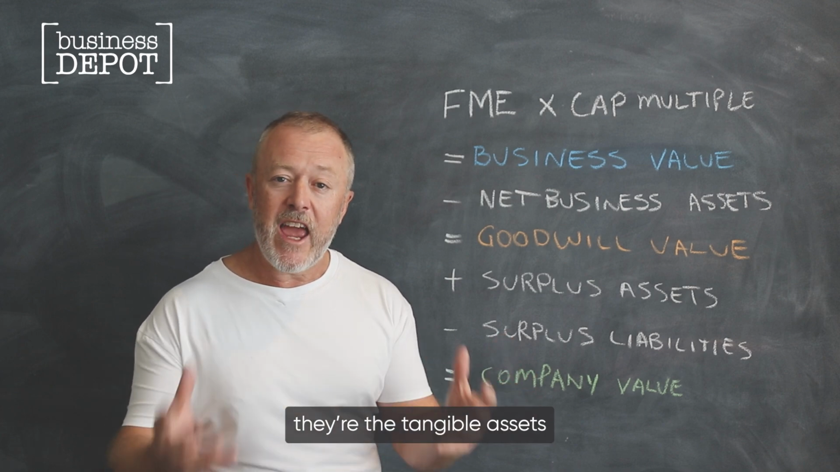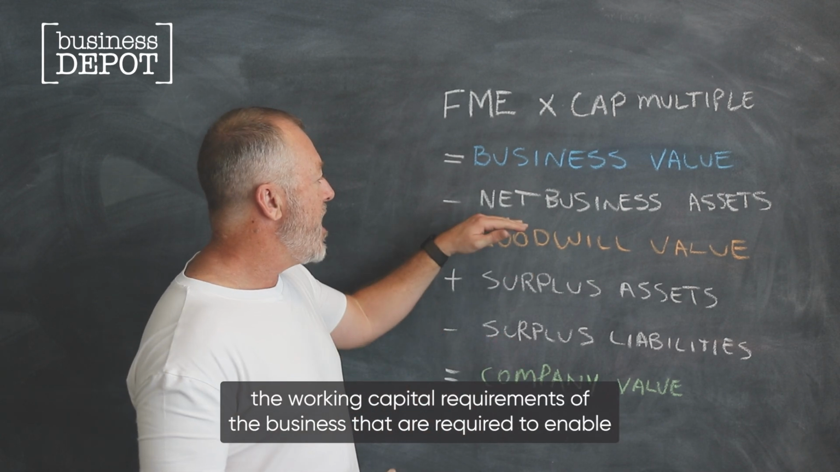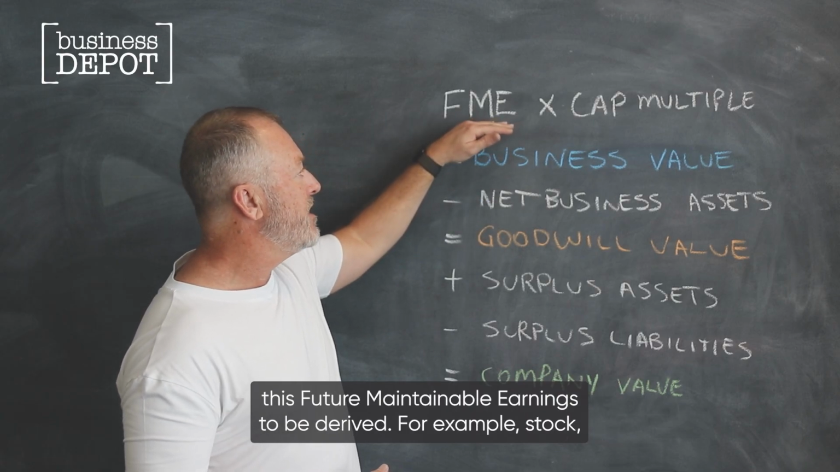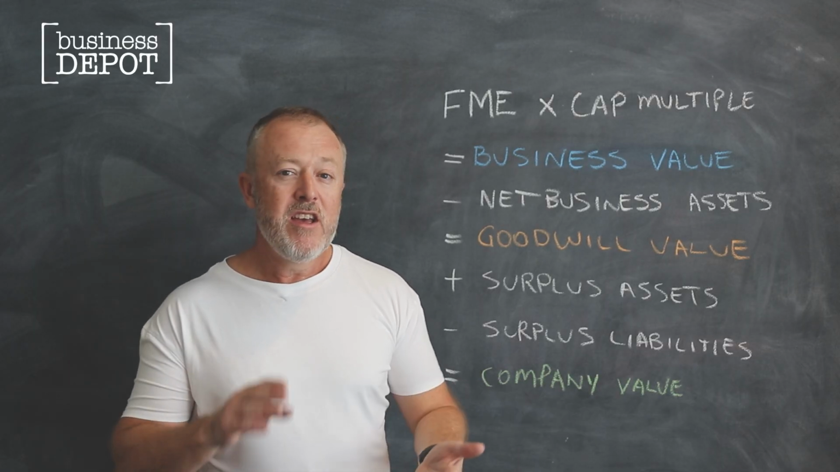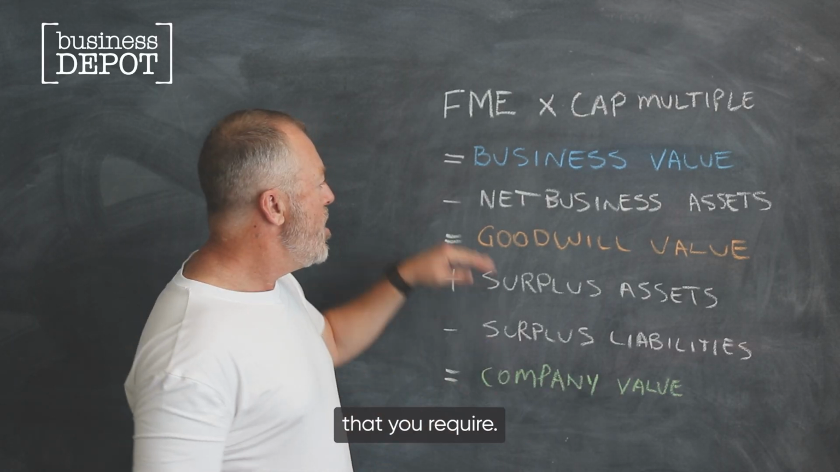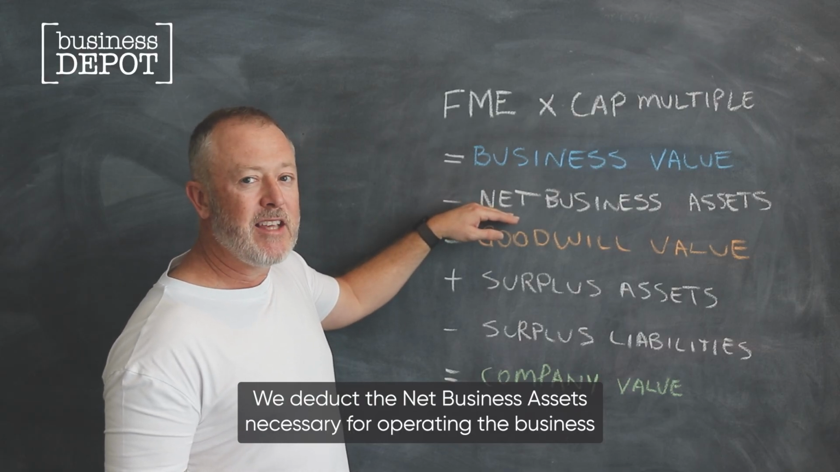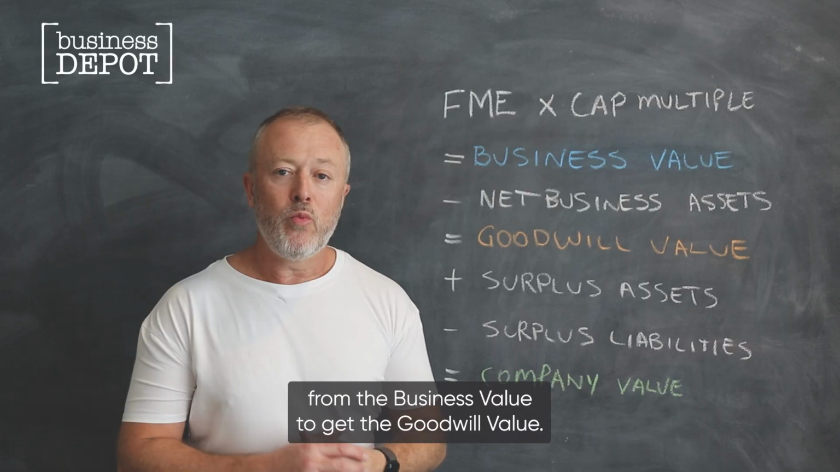Now, importantly, and this is commonly misunderstood, that business value includes a number of net business assets, or that's what I call them. They're the tangible assets, the working capital requirements of the business that are required to enable this future maintainable earnings to be derived. For example, stock. You might have some debtors, you might have some plant and equipment that you require. We deduct the net business assets necessary for operating the business from the business value to get the goodwill value.